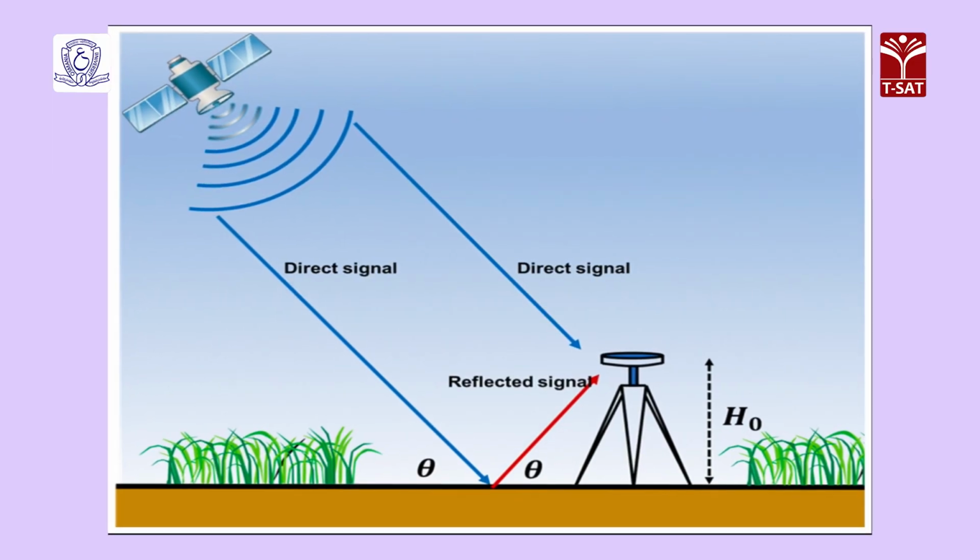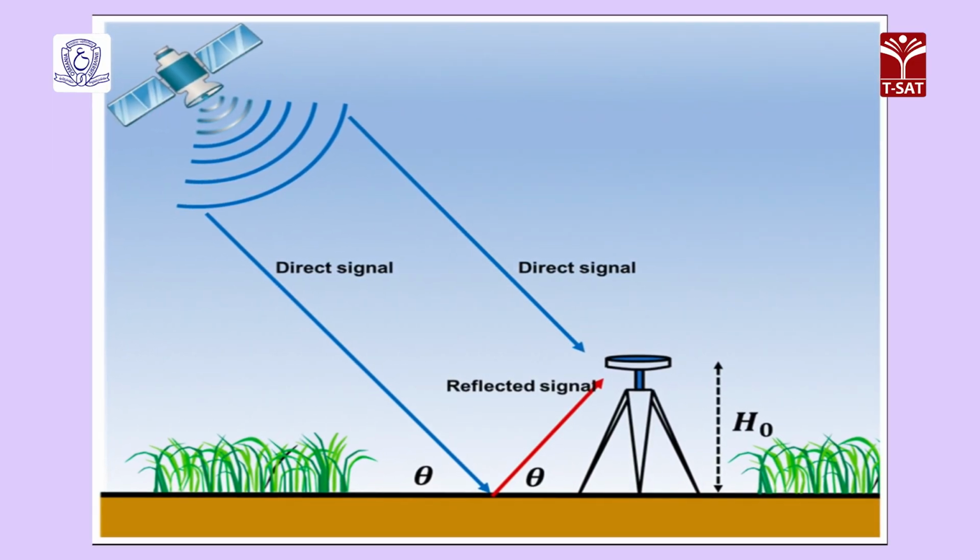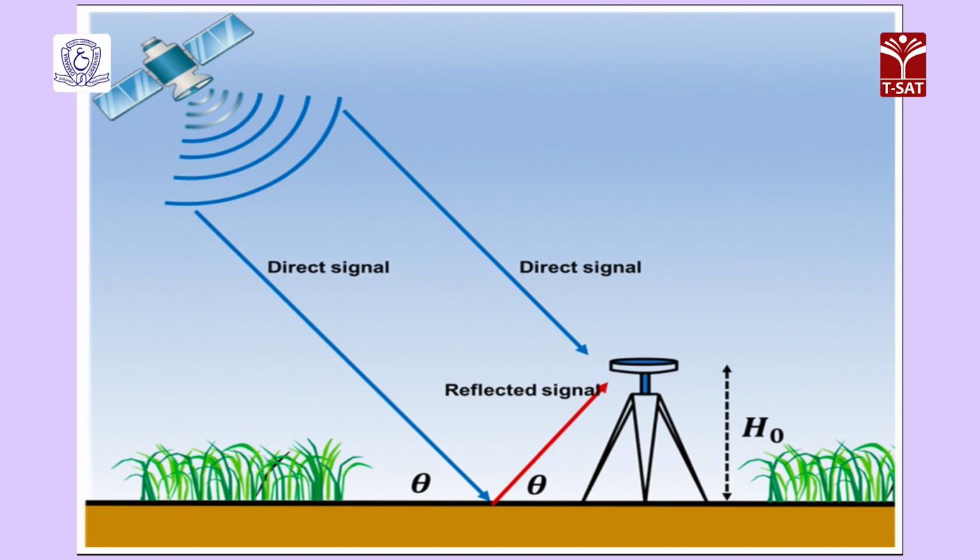Multipath and shadowing effect. One of the most significant errors incurred in the receiver measurement process is multipath. Multipath errors vary significantly in magnitude depending on the environment within which the receiver is located, satellite elevation angle, receiver signal processing, antenna gain pattern, and signal characteristics.